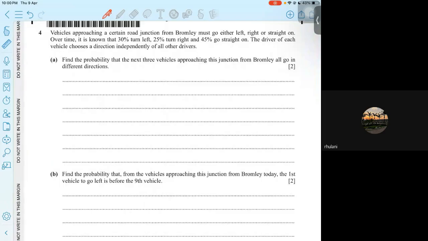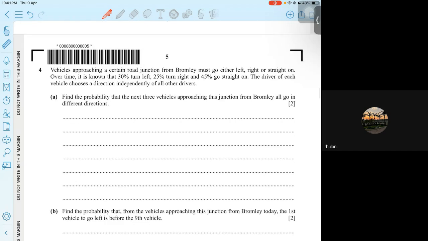Vehicles approaching a certain road junction from Bromley must go either left, right, or straight on. Over time, it is known that 30% turn left, 25% turn right, and 45% go straight on. The driver of each vehicle chooses the direction independently of all other drivers. So just to picture this, it's a very simple scenario. There's three options here. We either go right, left, or straight on. For left, the probability is 3 over 10. For right, it's 1 over 4. And for straight, it's 45 over 100. Let's just keep it at that.